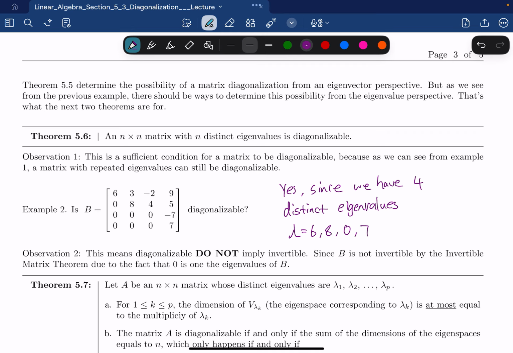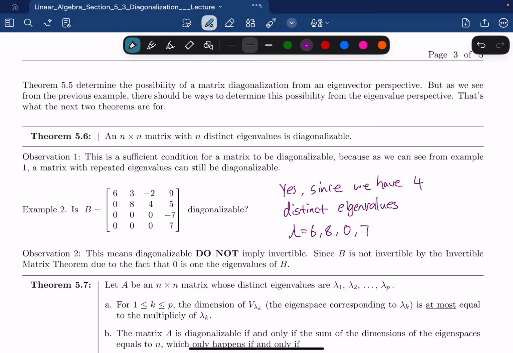This is a surprisingly meaningful example because, on top of showing that this is diagonalizable, a 4x4 matrix can be tedious to work with in terms of EROs. If we want to find these eigenvalues and eigenspaces individually, it takes a little bit of work. But our theorem 5.6 gives us that almost for free.